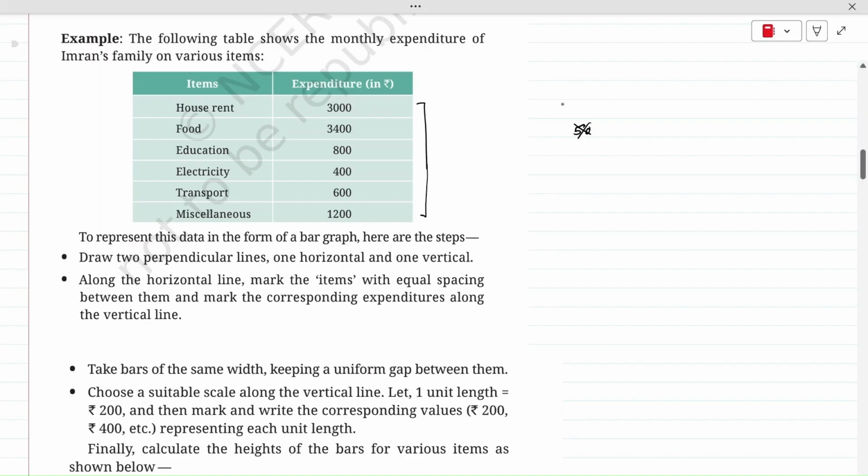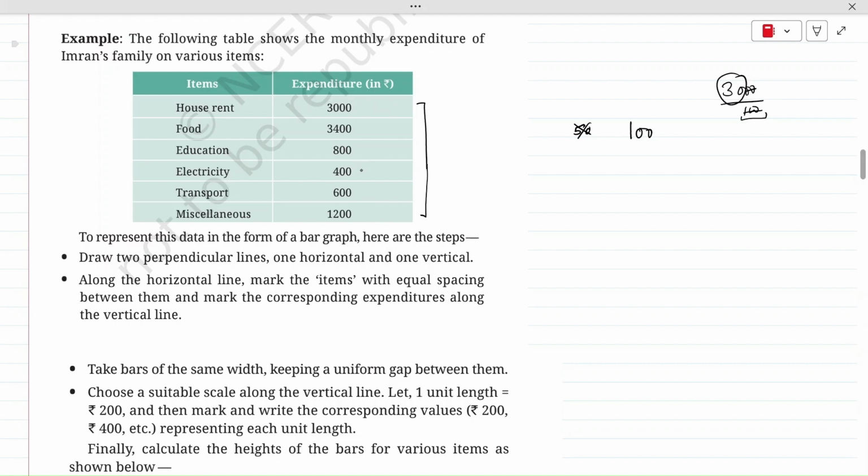Now the other thing is, we can take 100, right? We can take 100, 200, 300, 400, and so on. We can take it like this also. But kids, if you take 100 here, you have to reach 3,000. That means 3,000 divided by 100, you have to make around 30 markings here. So let's ignore 100 also, because our first number is not 100 here.